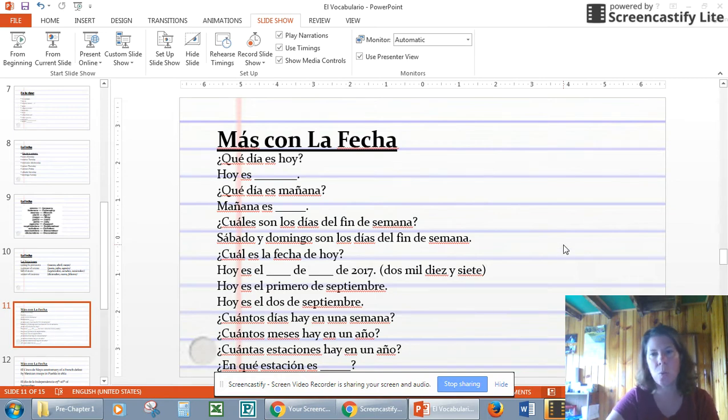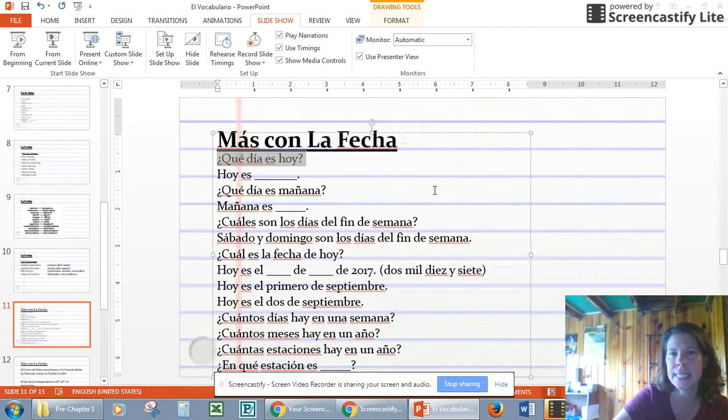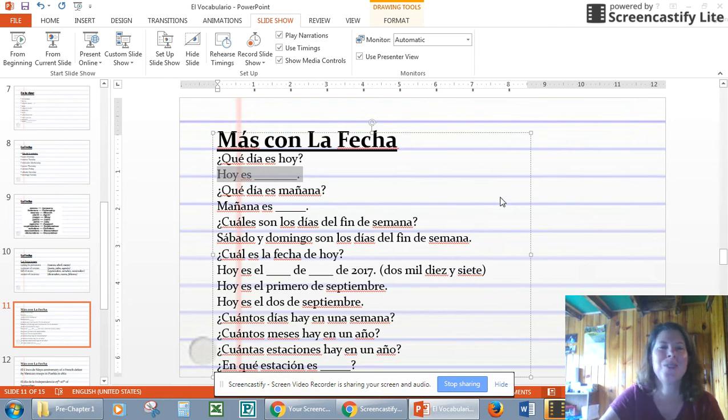A bit more with la fecha. Más con la fecha means more with the date. ¿Qué día es hoy? This is how you ask, what day is it today? So if somebody asks me, ¿Qué día es hoy? Then I would reply with, Hoy es viernes. I'm making this on a Friday. ¿Qué día es mañana? Is asking what day is tomorrow. So I would respond, mañana es sábado, because tomorrow for me would be Saturday.